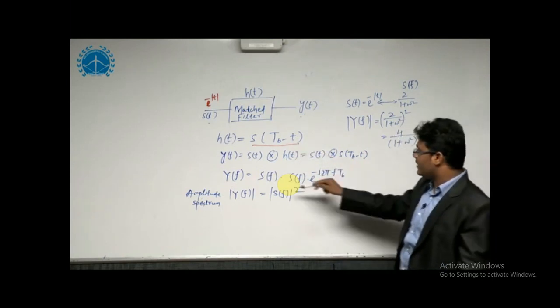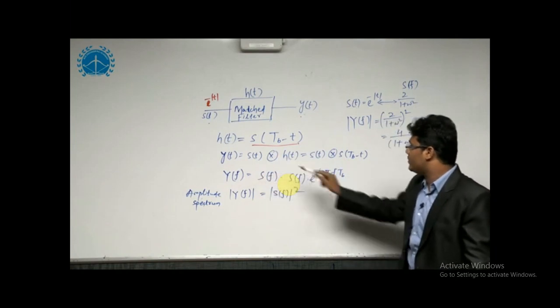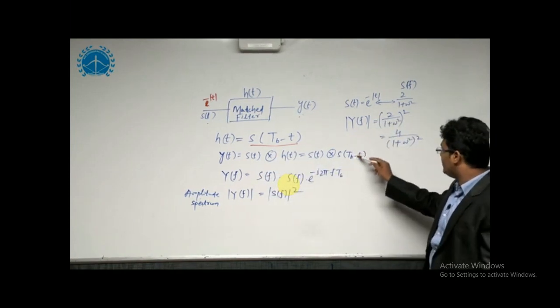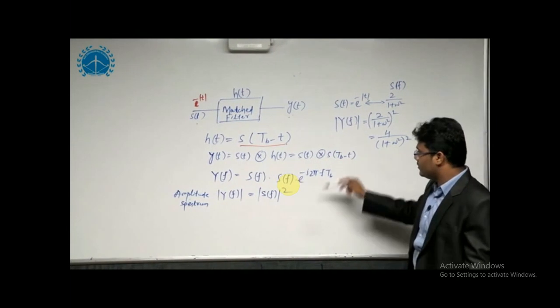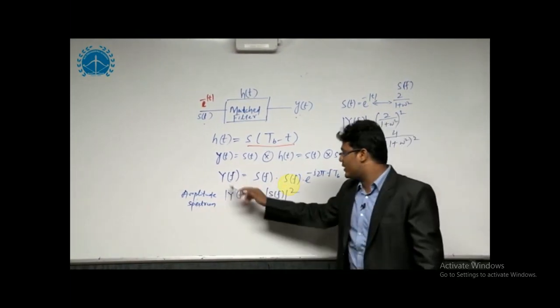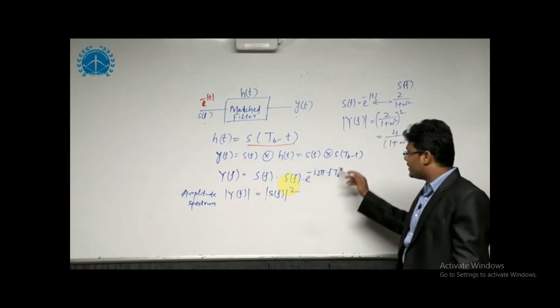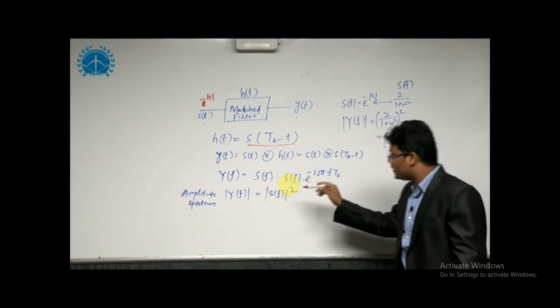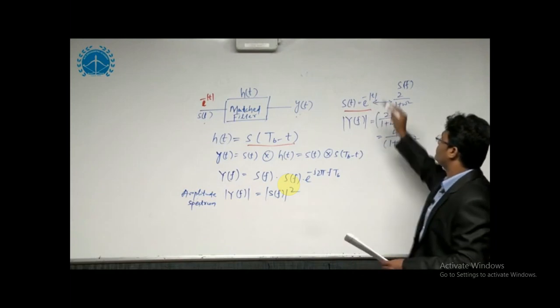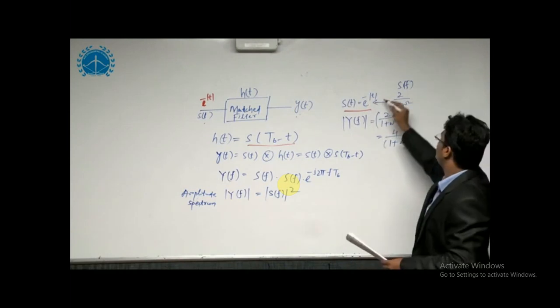So now Y of f equals S of f times S of f e to the power minus j 2 pi f Tb, where Tb is the shifting value. For the amplitude spectrum I take the magnitude of Y of f, so the phase part is removed and it is S of f squared. The input given is s of t equal to e to the power minus mod t, so for the spectrum I have to take the Fourier transform.